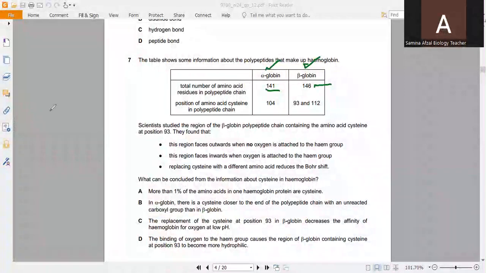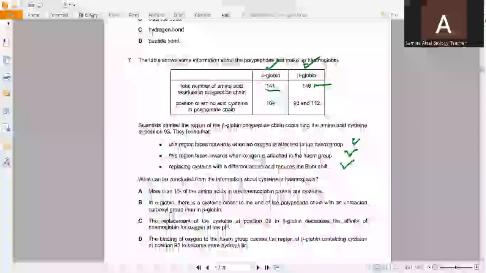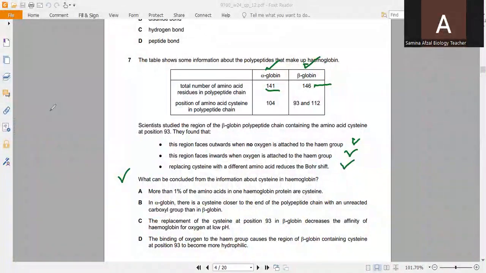Scientists studied the region of the beta globin polypeptide chain containing the amino acid cysteine at position 93. They found that this region faces outwards when no oxygen is attached to the heme group. This region faces inwards when oxygen is attached to the heme group, replacing cysteine with a different amino acid residue, the Bohr shift. So according to these 3 statements, they have given us 4 options in which we have to conclude from the information about cysteine in hemoglobin.